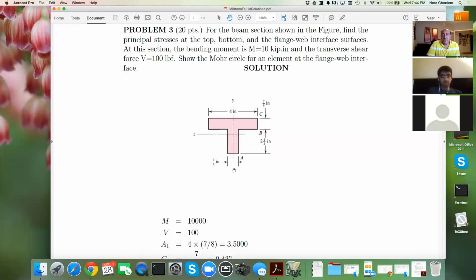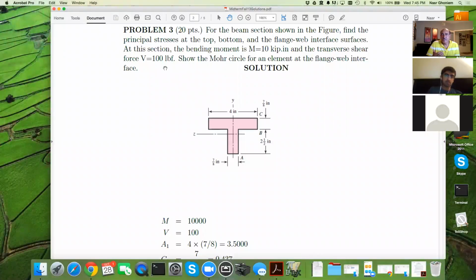In this problem, we have a T section, as you can see here. The T section is under pure bending, so the bending moment is 10 kip-inch. At the same time, we have a transverse shear force of 100 pound force. So we would expect two types of stresses. One is a bending stress, which is tension or compression, and the other one is a shear stress due to the transverse shear. This first one is MC over I.